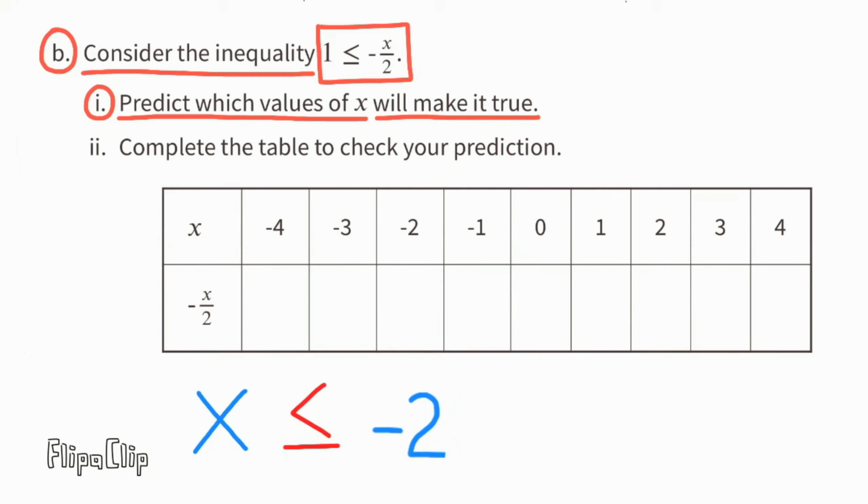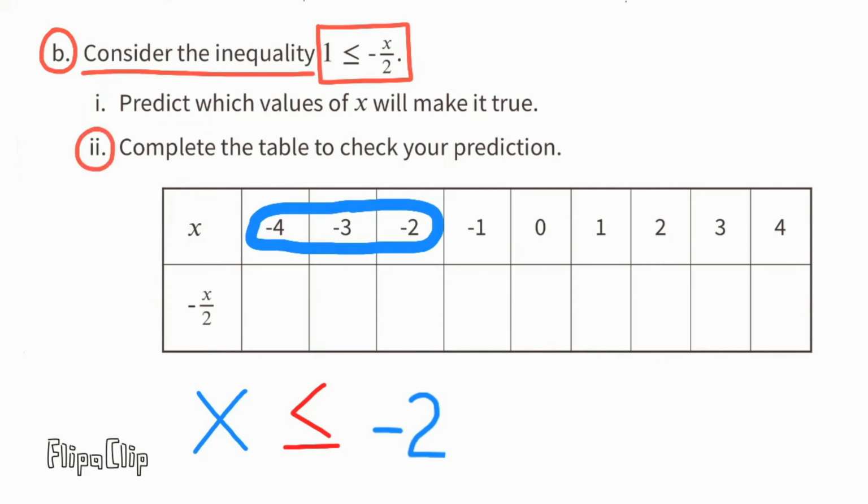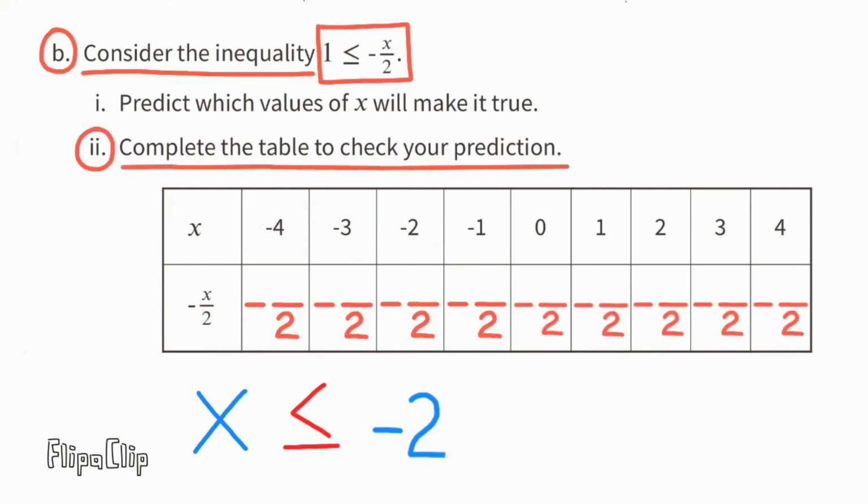So my prediction is that the values for x that will make this true will be all values that are less than or equal to negative 2. And on this table, that would be a negative 2, a negative 3, and negative 4. Complete the table to check your prediction. We need to divide all the values of x by negative 2. Next, substitute the values of x for the numerator of each of these fractions. We can change these to positive because a negative divided by a negative is a positive.